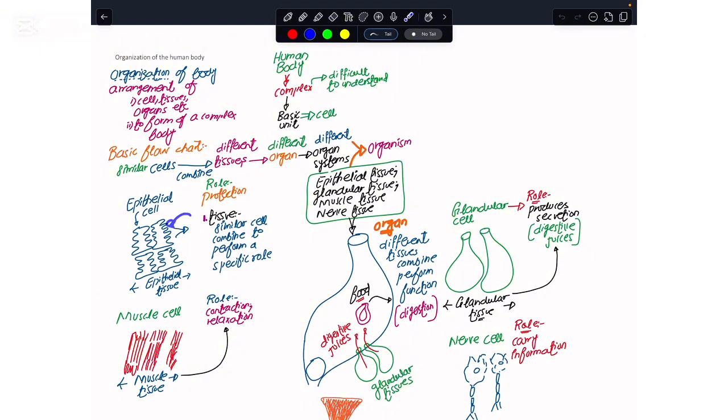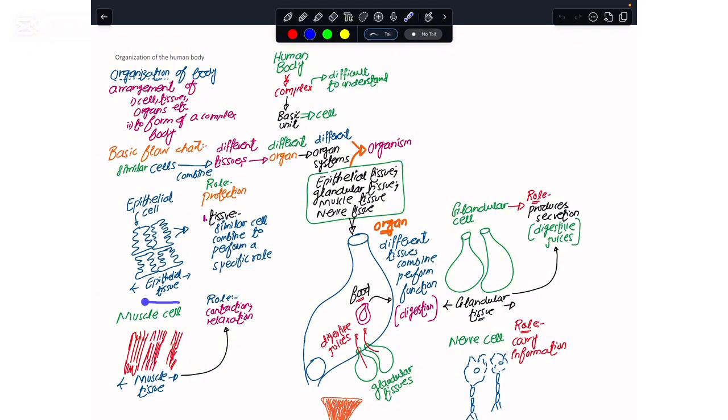Whatever the role of this epithelial cell is, it would be the same for the tissue that it forms. So overall, the role is that of providing protection. If you have to remember the definition of a tissue, the examiner is going to ask why this specific thing is a tissue, so you would say that it comprises similar cells and they are performing one specific role.